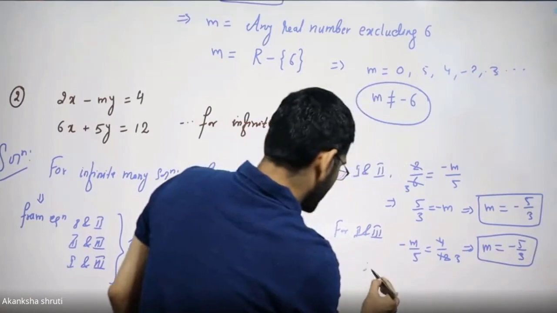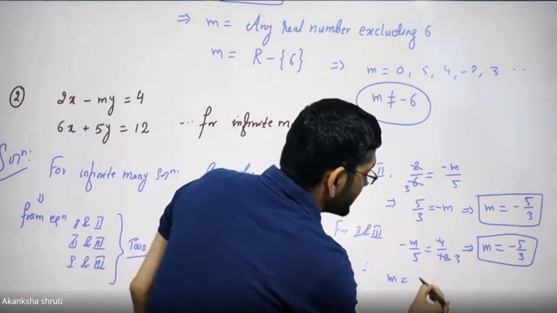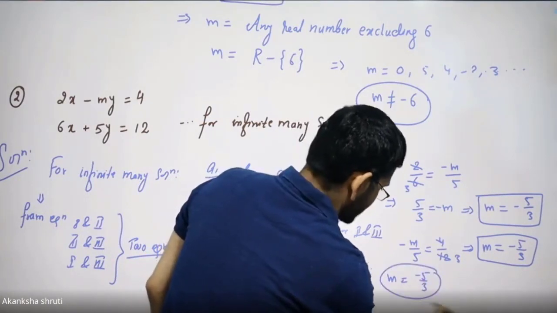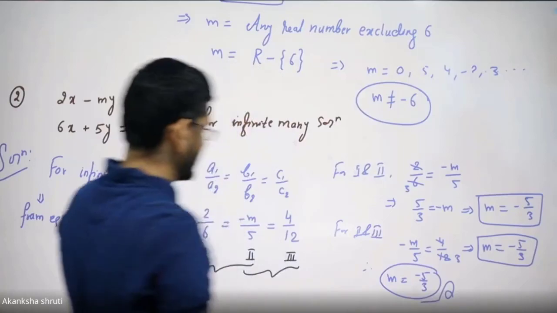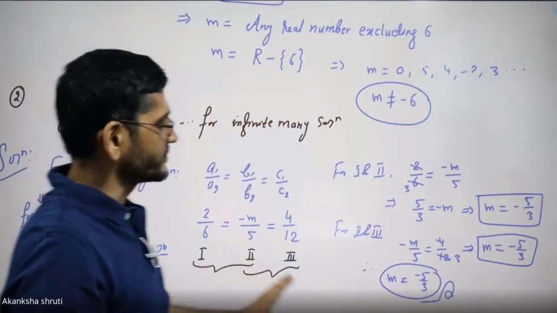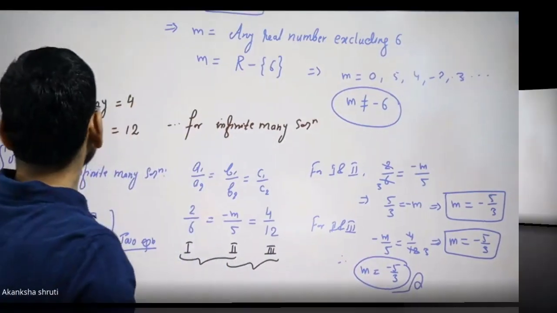Therefore, from both sides we are getting the m value as minus 5/3. So this is the required value. If the m value is not coming the same, then that will not be the correct value. Okay, let us go for the next question.